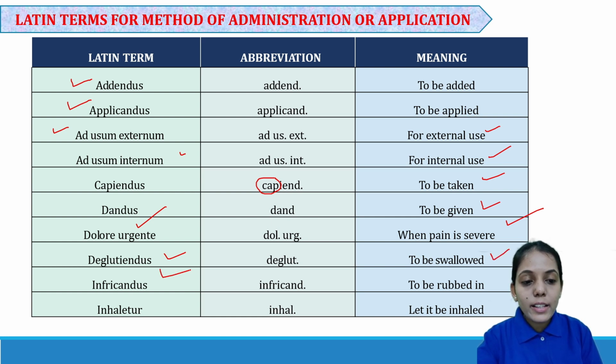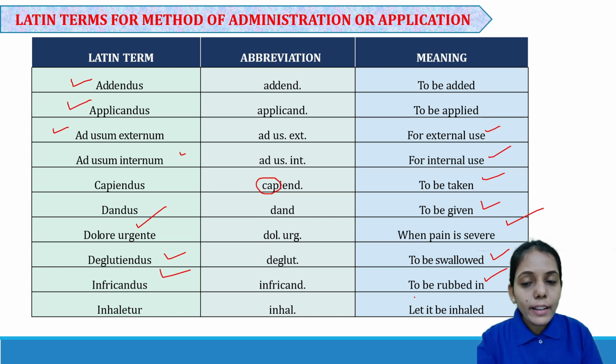Infricandus means to be rubbed. You can remember friction. Infricandus, to be rubbed. Inhalature means to be inhaled. So this is nothing but Latin terminologies based on the method of administration.